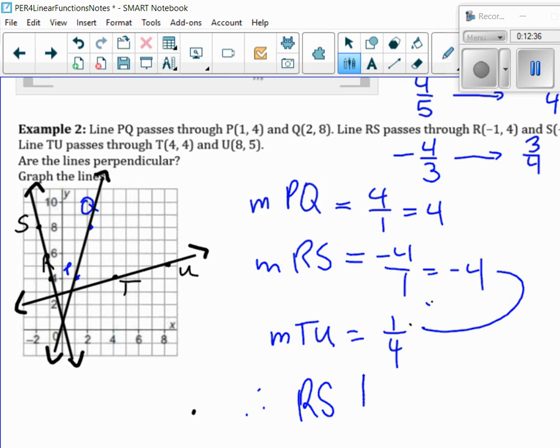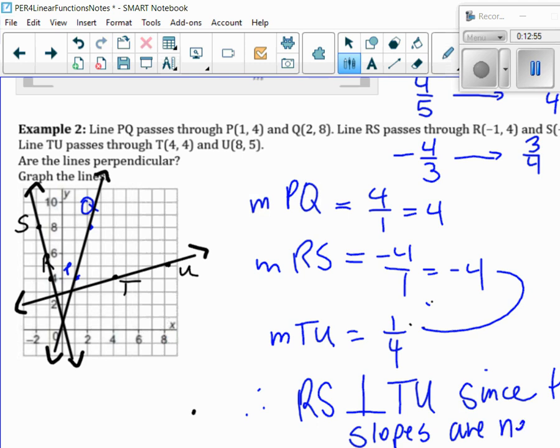RS is perpendicular to TU since their slopes are what? Are not just opposite. So if you say opposite, you have to say opposite and reciprocals, or you can just say negative reciprocals of each other.